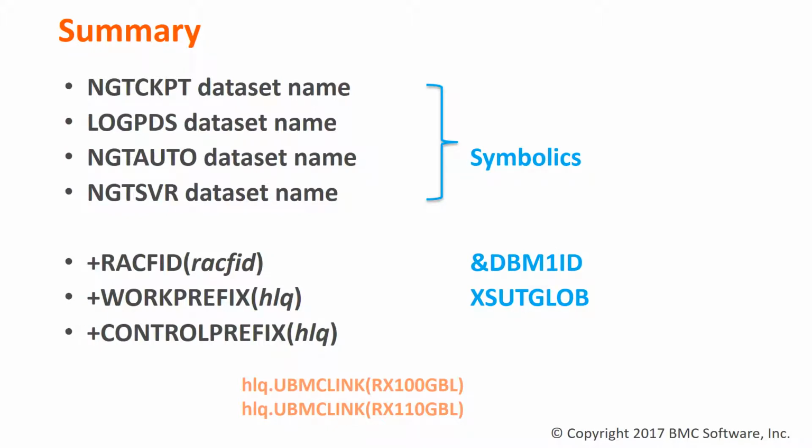In summary, there are new symbolics to provide the NGT system dataset names to new plus parms for naming these libraries. A new symbolic just for the plus RACF ID parameter, and NGT automation can be used to set the high-level qualifier for the NGT work prefix if necessary. These values will be linked into your BMC link library to be made available to all your DB2 subsystems.